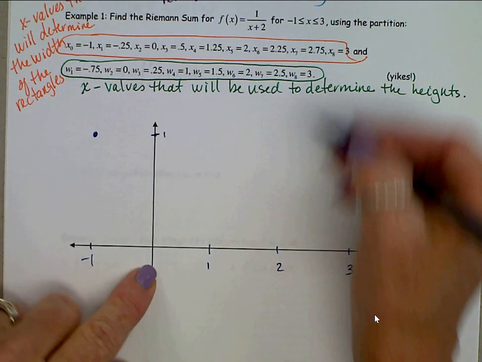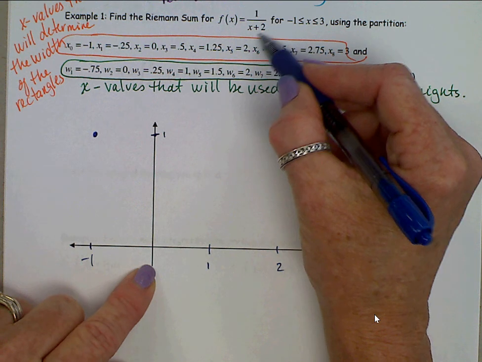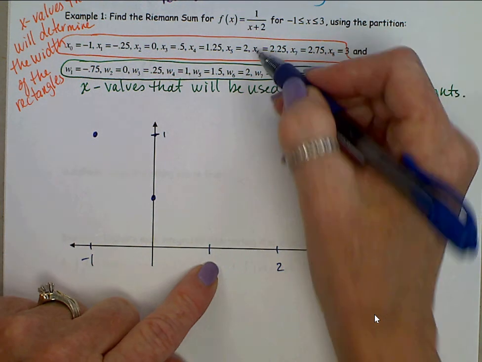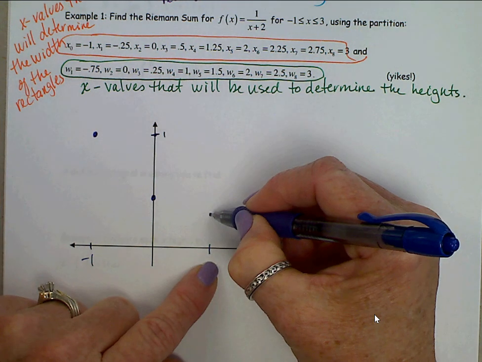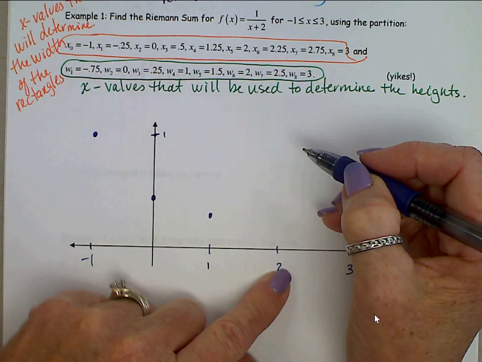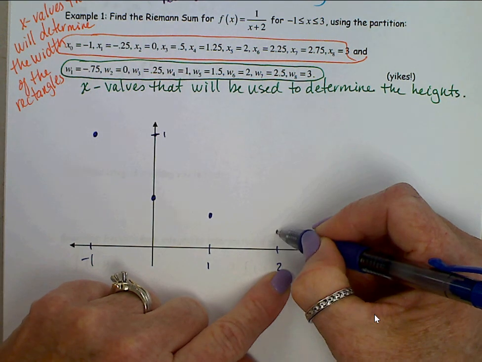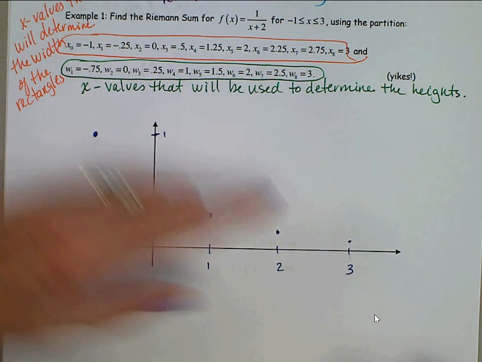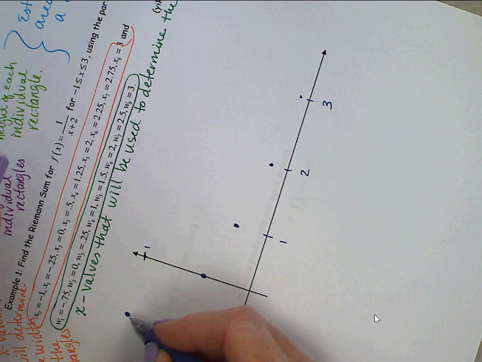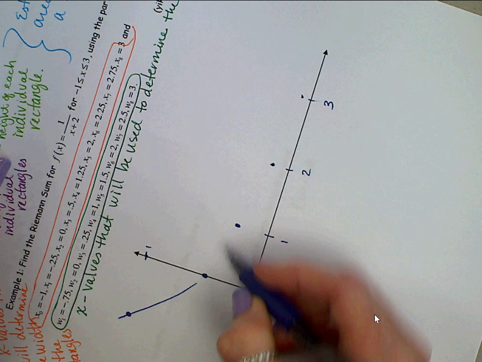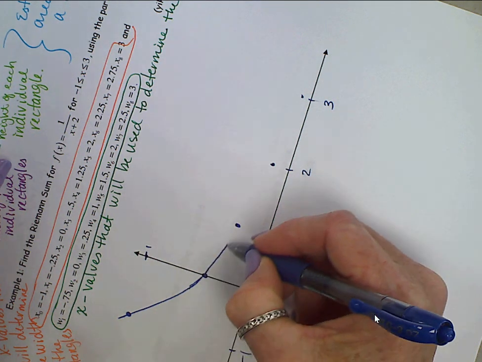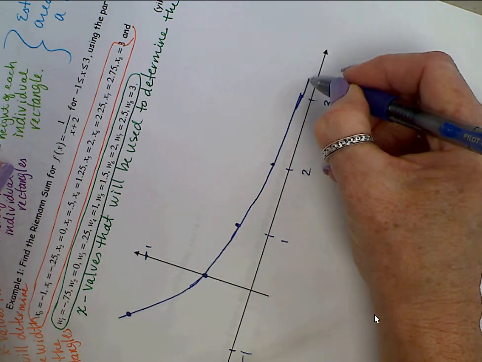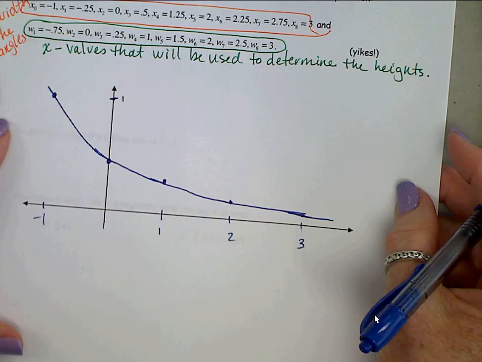All right, plugging a 0 in gives us half, which is right there. Plugging a 1 in, a third, about here. Plugging a 2 in gives us a fourth, so about there. A 3 in, a fifth, about here. So when we sketch this graph in, we see something like that.